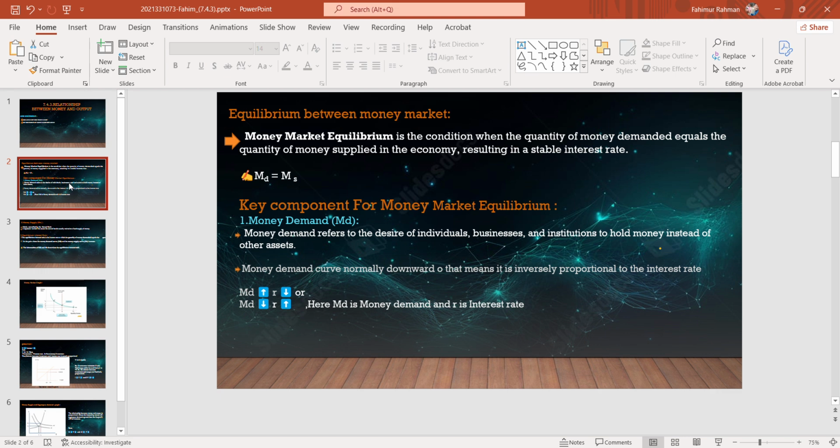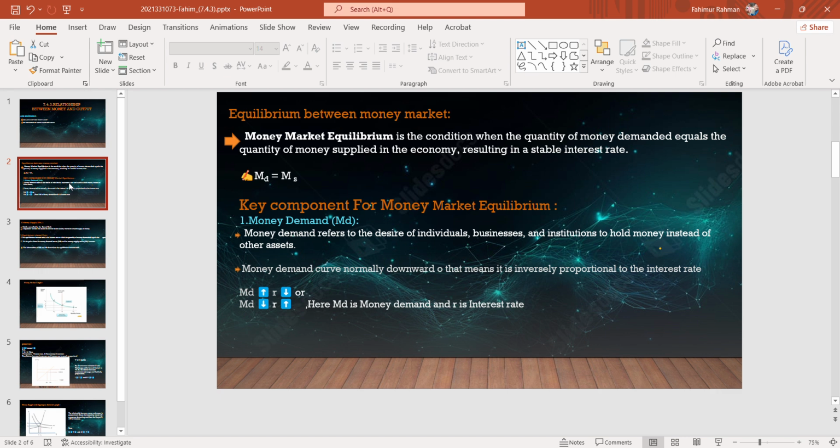So what is the money demand curve? Basically, the money demand curve is the relation between money demand and interest rate. Normally the money demand curve is downward sloping with respect to interest rate. If MD is high, then R is low. If MD is low, then R is high. So why, if MD is high, is R low?